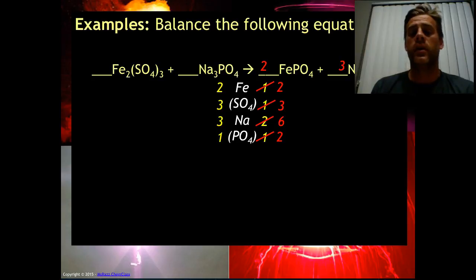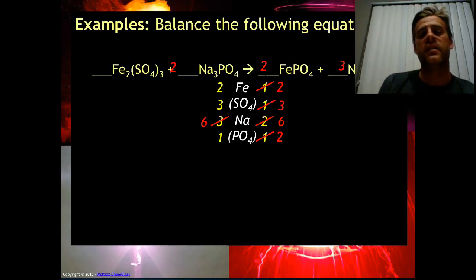Right. Well, since it's our next one, let's go change it. So I'm going to put a 2 there, and I'm going to multiply everything by 2, and that will give me 6 sodiums. Oops, sorry, that came out a little funky.